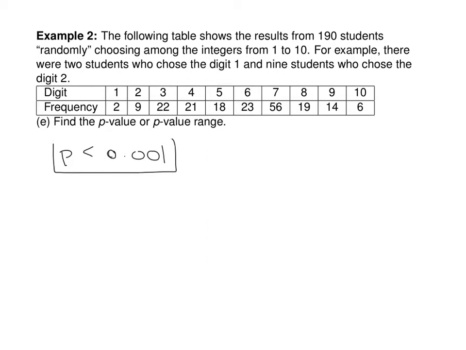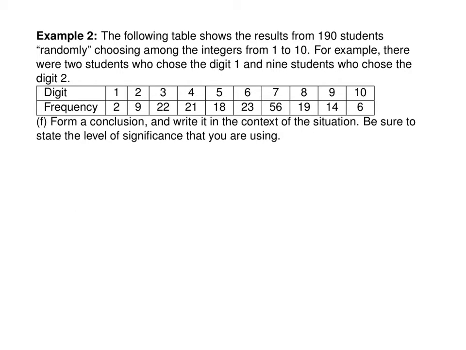If you calculate this probability in Excel, it's going to effectively give you that p is equal to 0. It isn't exactly 0, but Excel just rounds it off to 0 because it is so small. So form a conclusion and write it in the context of the situation. So we can use any level of significance that we want because the probability was effectively 0.